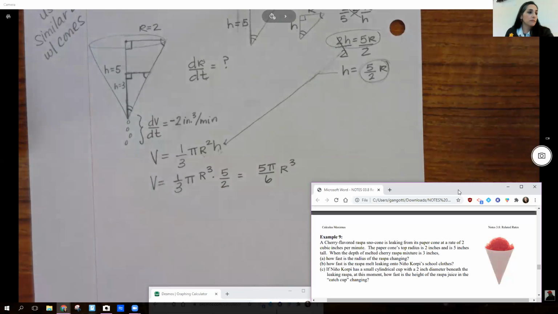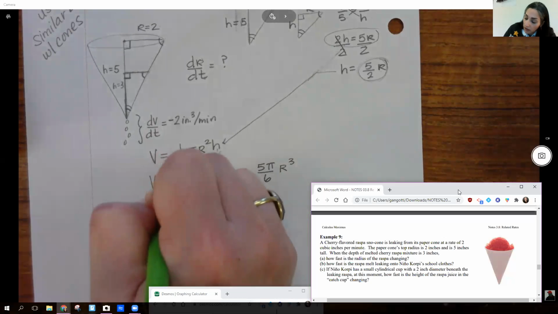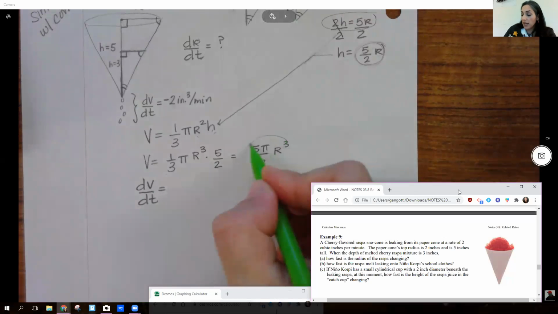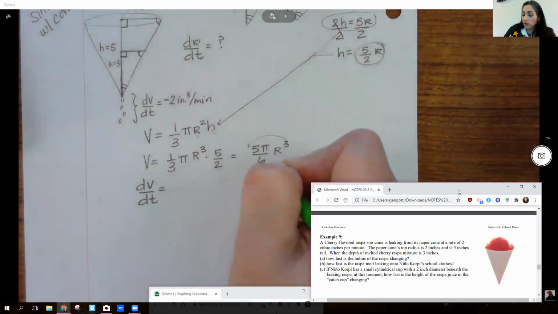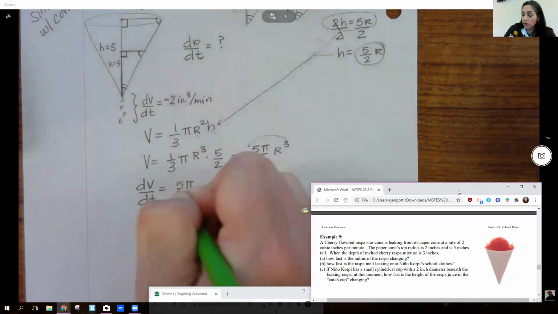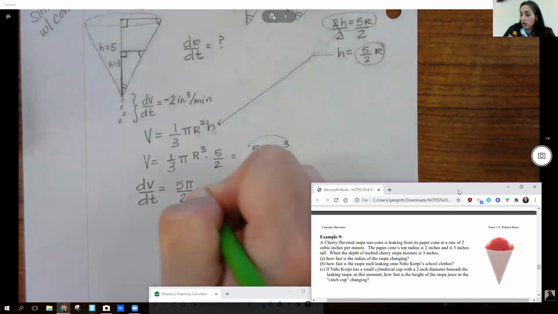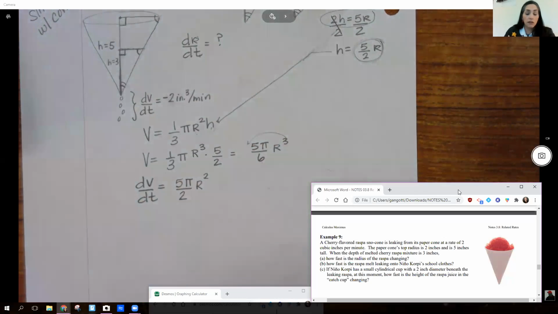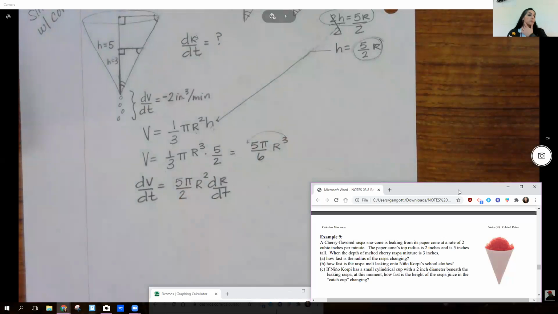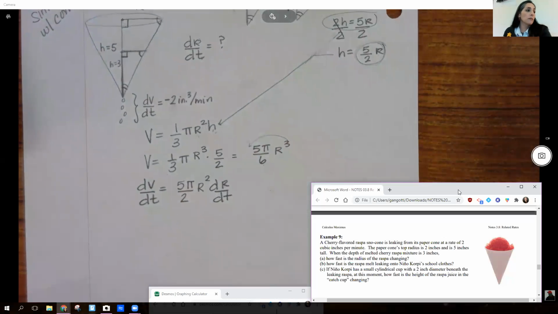Okay. All right, now take the derivative of that. So the 3 comes out in front. You can cancel that a little bit with the 6. You can reduce that down. So this would be 5 pi over 2 r squared dr dt. Okay, now plug in what you know.